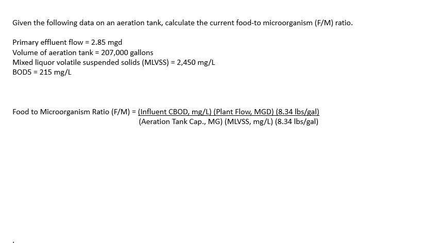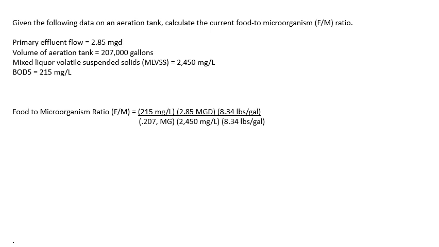It's going to be plug and play. Like your primary effluent flow, the 2.85, it's your flow. The volume of your aeration tank is going to get plugged in here. Your mixed liquor volatile suspended solids, MLVSS, is going to get plugged in. And your BOD, 215 milligrams per liter, is going to get plugged in. That's the hardest part about this, getting your numbers and plugging them in the right spot.